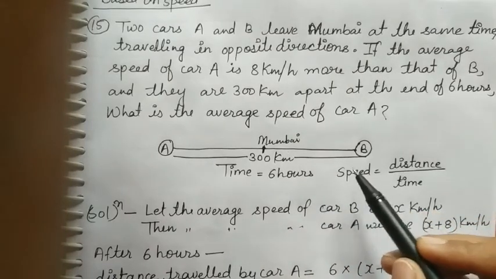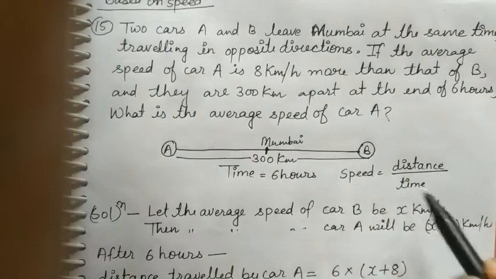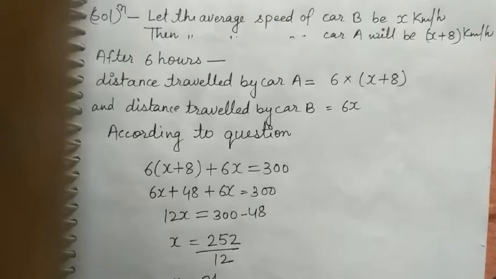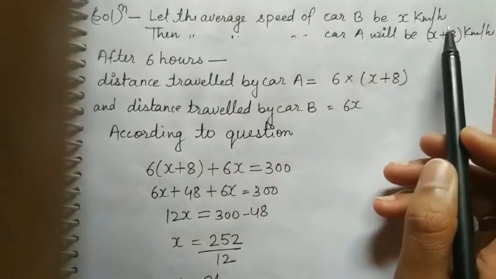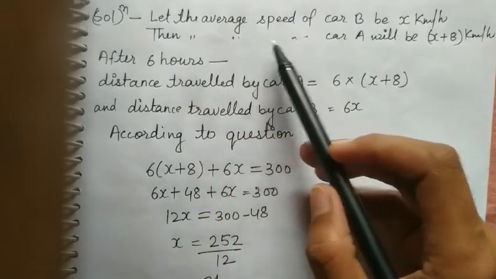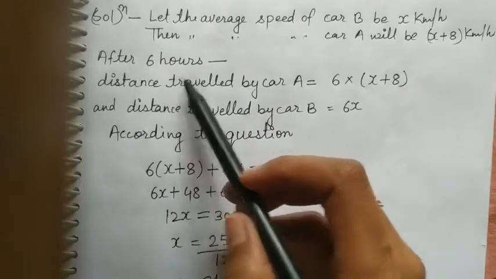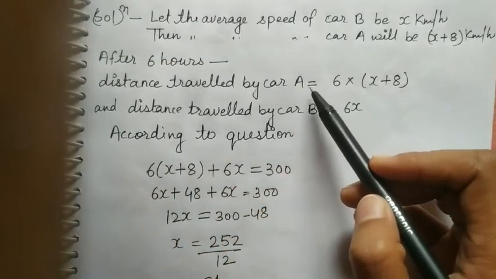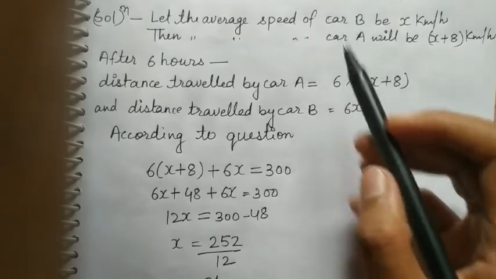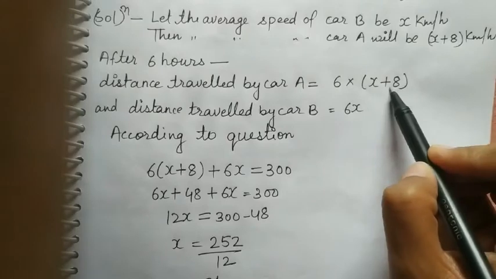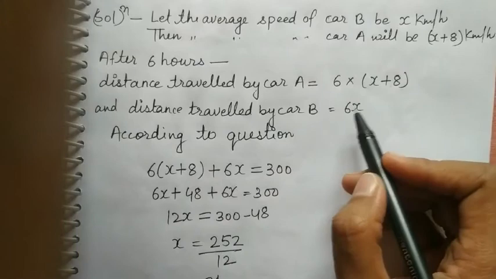We will use the formula speed equal distance upon time. To find the distance we can also multiply speed into time. Now let's start the solution. Let the average speed of car B be x km per hour. Then the average speed of car A will be x plus 8, obviously, as it is given in the question. After 6 hours, to find the distance traveled by car A we multiply speed into time. So speed is x plus 8 and time is 6 hours. The distance traveled by car B, we do the same thing, so it will be 6x.